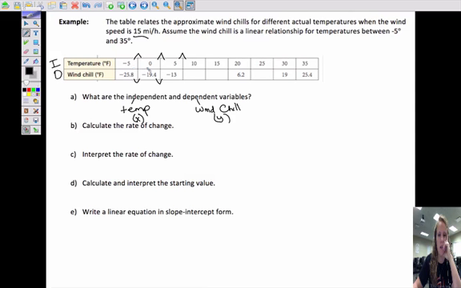So from -5 to 0, I go up 5. And from 0 to 5, I go up 5. And from 5 to 10, I go up 5. Now, this makes sense because if it's a linear relationship, you should have a constant rate. But then if it's truly linear, we're going to have a constant rate down here.